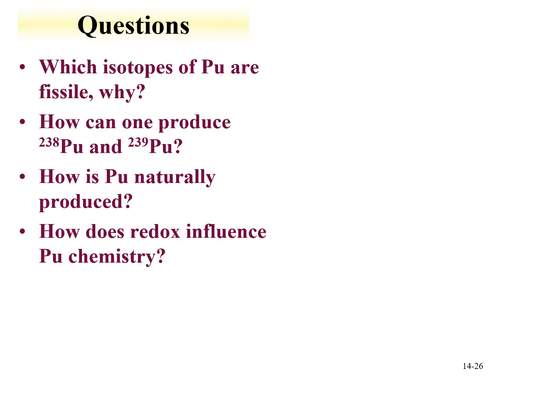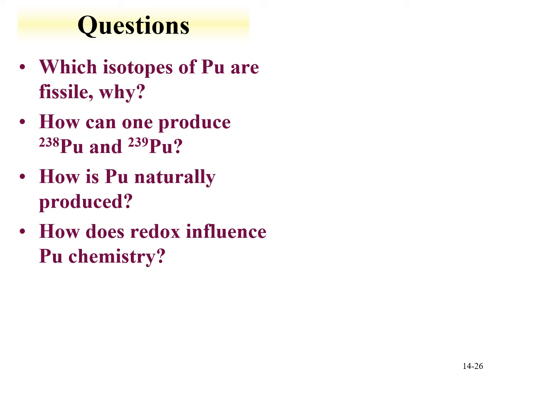Some examples of questions you should be able to answer based upon the three lectures on the plutonium series are found here. This one actually harkens back to some earlier lectures. Which isotopes of plutonium are fissile? Why? Well, the odd-A plutonium isotopes are fissile because they have the unpaired neutron, the primary example being plutonium-239. How can one produce plutonium-238 and plutonium-239?